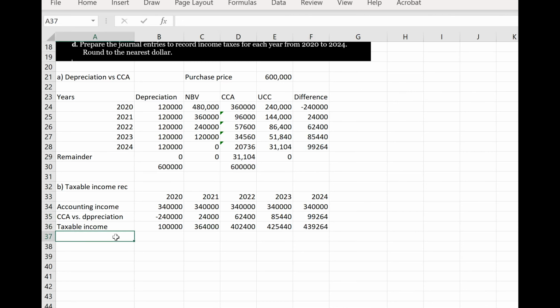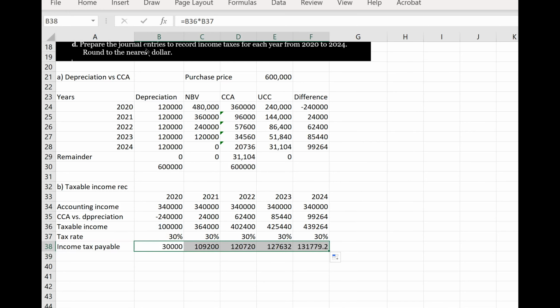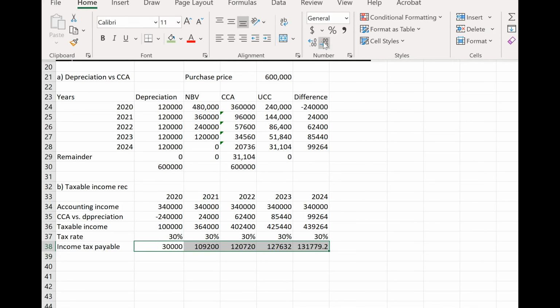Now, to calculate our income tax payable, we need to apply the tax rate. We're told that the tax rate is 30% in all years. You could have different tax rates that you're applying here by year, and you would simply change it there. So income tax payable is going to be our taxable income times the tax rate, and that's going to give us our income tax payable. Okay, so that gets us there.